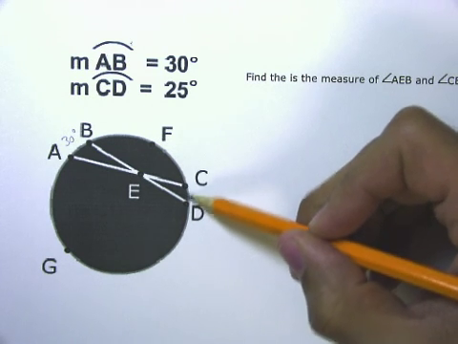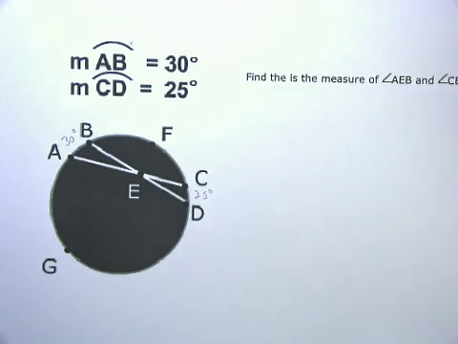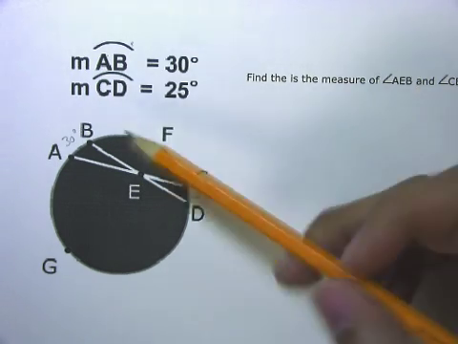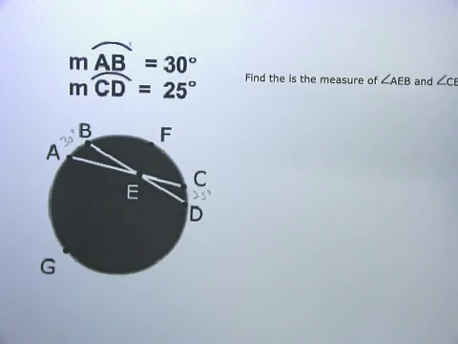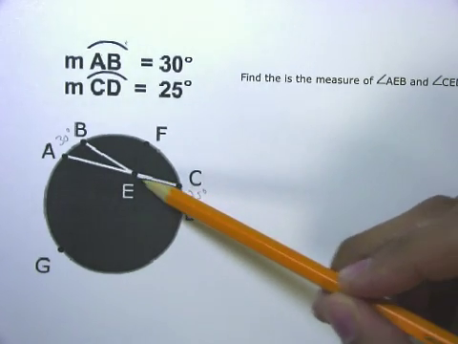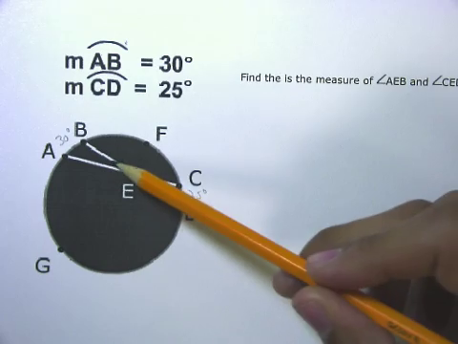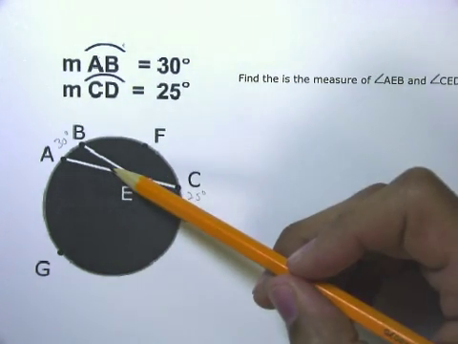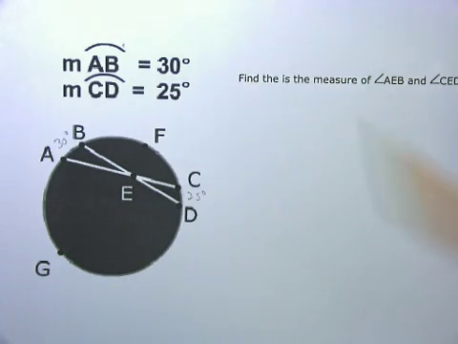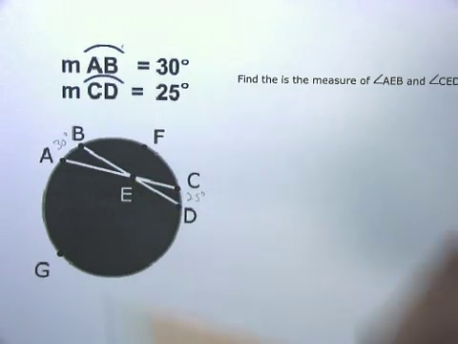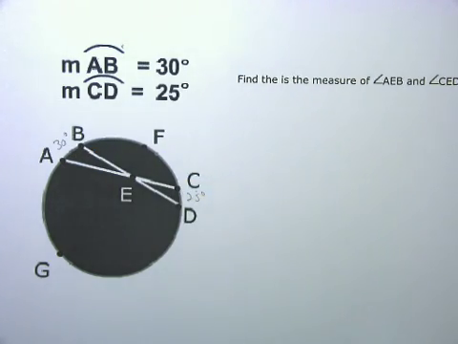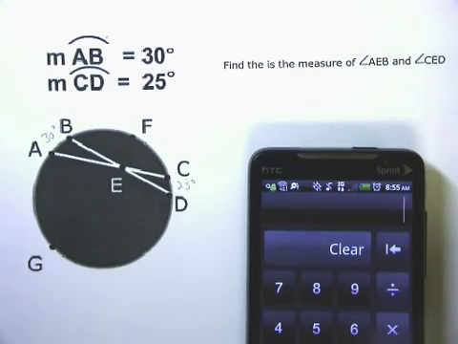Let's take a look at another example here. Here they tell me that the measure of my arc AB is 30 degrees, so I know this arc right here is 30. Hope you can see that. And I know arc CD here is also 25 degrees. And they want us to find the measure of angle AEB and the measure of angle CED. So they want these two angles here, which, by the way, are vertical angles, so they're going to be congruent.